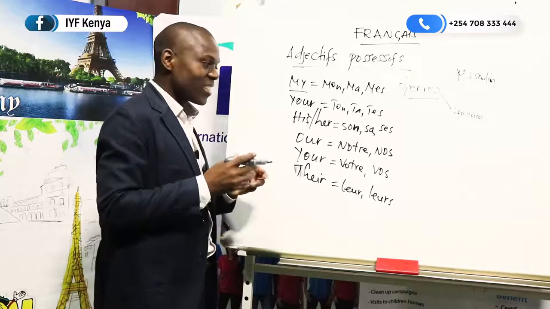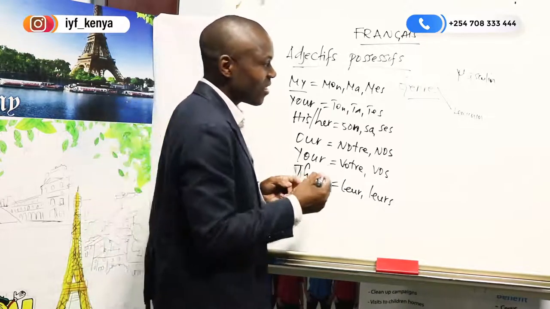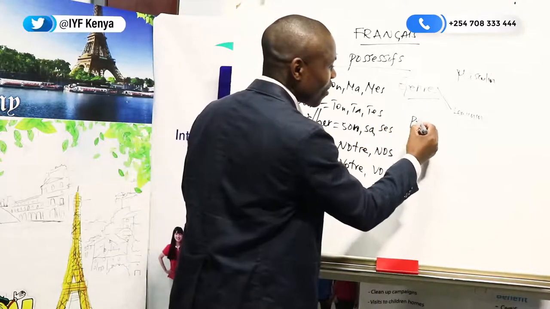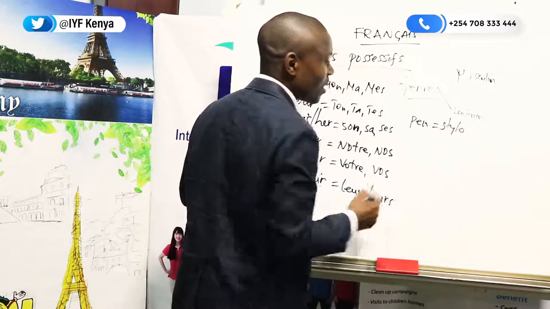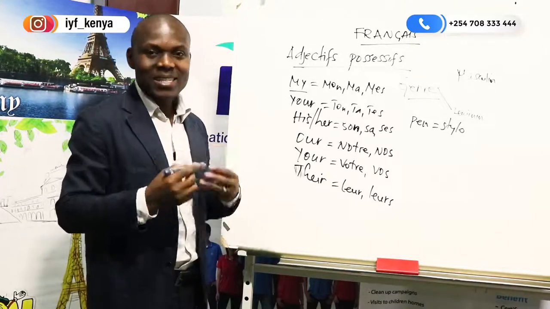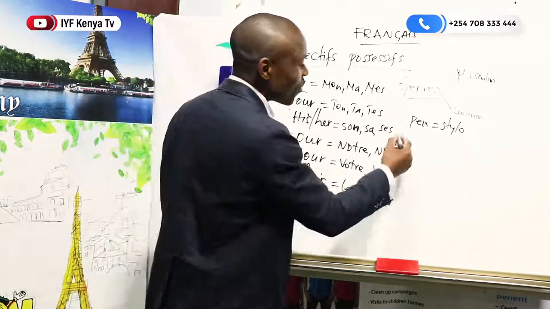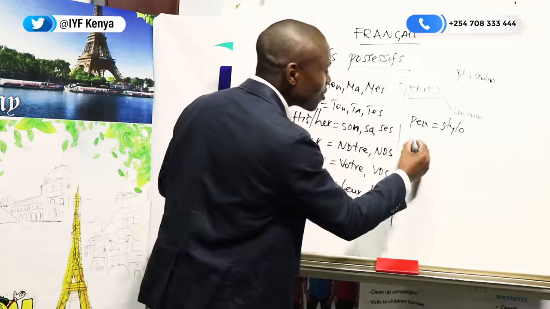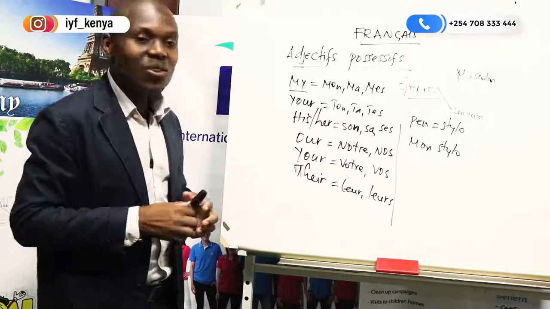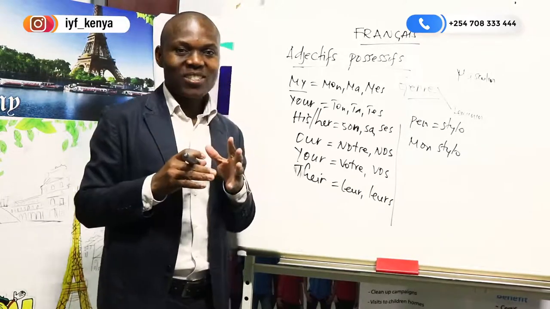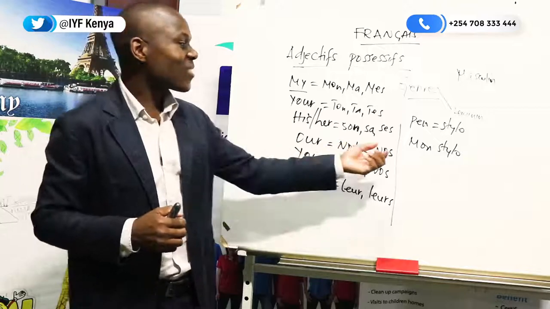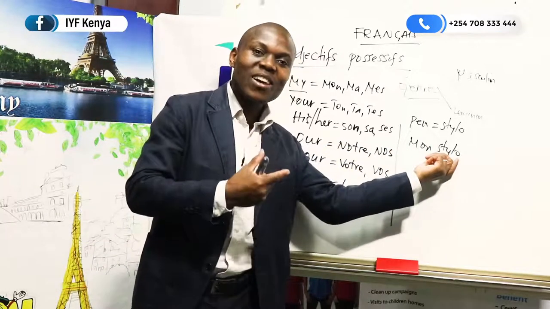Why do we have it like this? It's very simple. You will understand. Don't worry. It's very easy to understand. Let's say, for example, I'm talking about a pen. The word pen is called stylo in French, and the word stylo is a masculine word. We say un stylo. So if you want to say my pen, you will say mon stylo. Why mon stylo? It's because the word stylo is a masculine one. Something very important for you to understand here: we are not talking about the stylo itself being male or female. No. It is about this noun. This noun here, stylo, is the one that takes the gender.